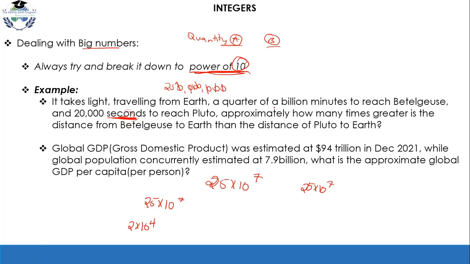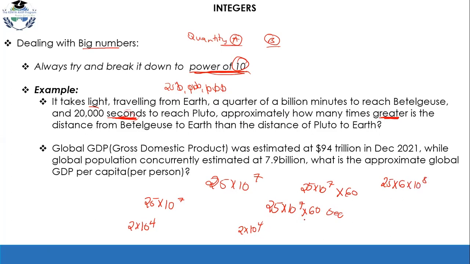So let's find the distance in seconds. Whenever we are calculating distance, we are talking about light speed here. So this one is going to be times 60, which is what it takes the light to travel. So it's 25 times 10 power 7 times 60 seconds to reach Earth, and then it takes 20,000 seconds, which is 2 times 10 power 4. So what you just need to do is divide the big number. They want to find how many times greater, so just divide the big number, 25 times 6 times 10 power 8, by the small one.